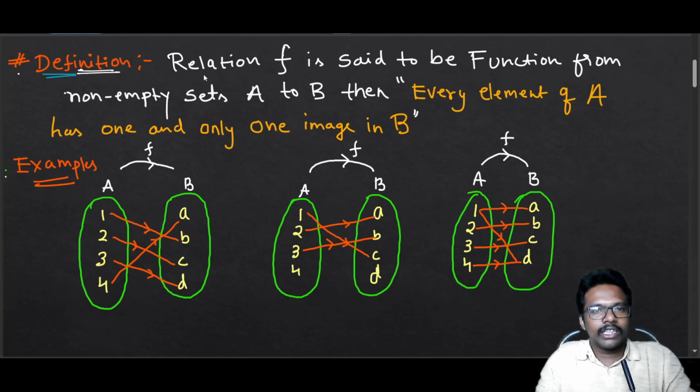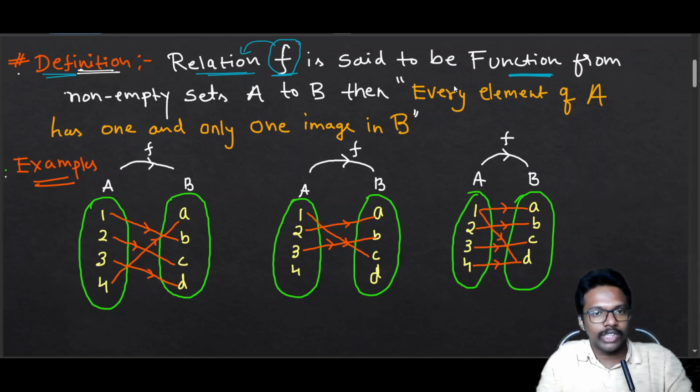So here relation f, see I have written relation f. In the previous video, in the previous topic, I mentioned relation R. So in the place of R we now have f. Okay, so relation f is said to be a function. So f is already a relation. So I started the definition with a relation f. It means f is already a relation. So that relation f is said to be a function.